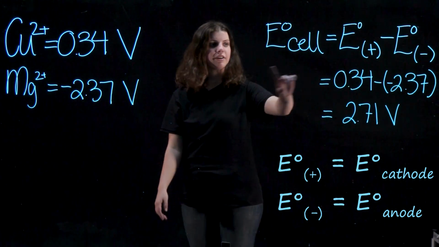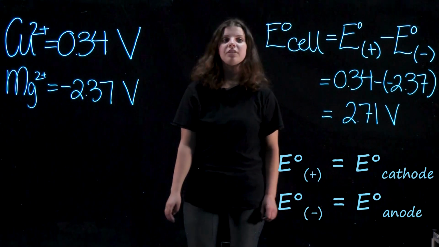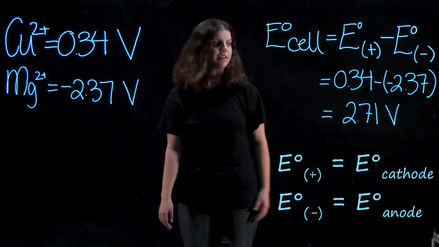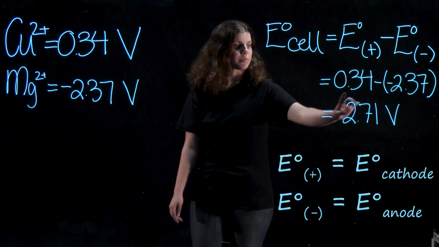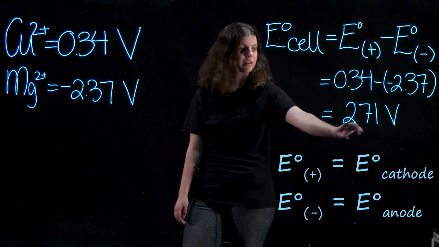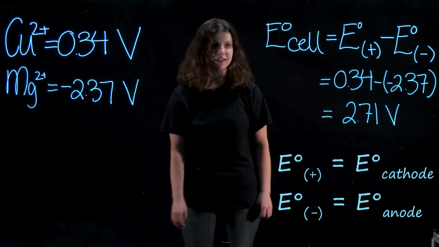Over here is our equation for calculating the standard potential of our cell, which is our cathode minus our anode. So in this case, it will be 0.34 minus a negative 2.37, so we're going to end up with a total of 2.71 volts as our potential for this cell.